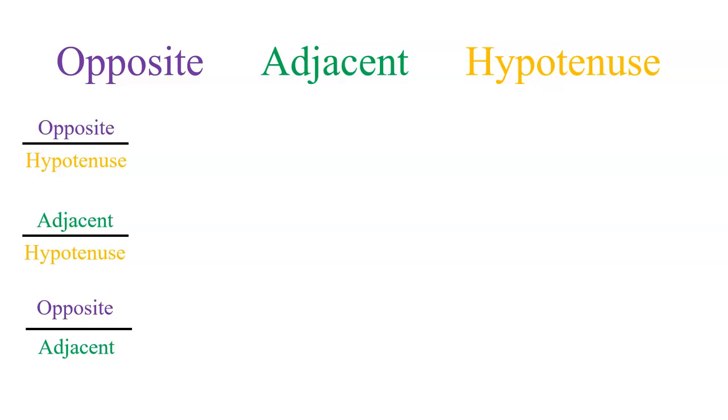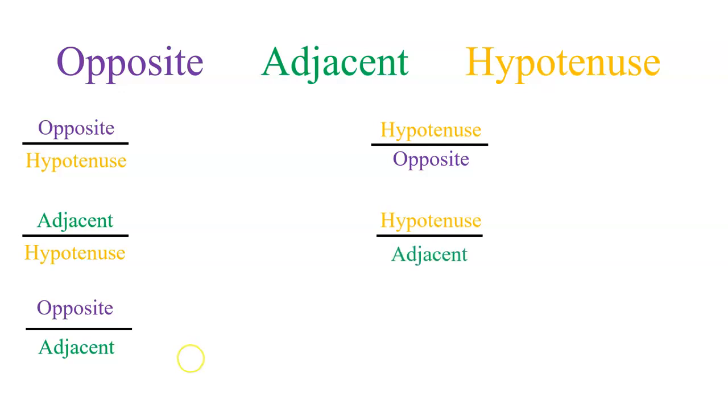So theoretically, I could reverse this and have a totally different ratio. So instead of opposite to hypotenuse, hypotenuse to opposite. Totally different ratio. Same with the other two. Adjacent to hypotenuse, hypotenuse to adjacent. Opposite to adjacent, adjacent to opposite. So when we take these three different sides, specifically opposite, adjacent, hypotenuse, and take any two of them and create a ratio, there's a total of 6 different ratios that we can form.